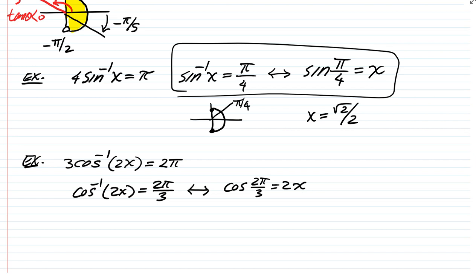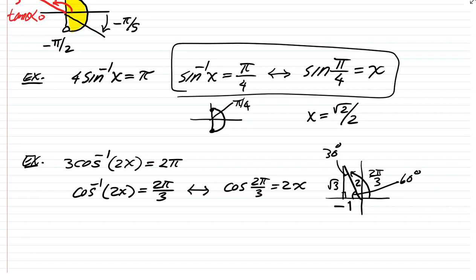And cosine of 2 pi over 3, well, 2 pi over 3 is 120 degrees. That's the measure of the angle. Right, that's 2 pi over 3. So if I build my triangle here, 2 pi over 3 is 120, so this angle is going to be 60 degrees. This is 30 degrees, and my triangle will look like this. I have 1, 2, square root of 3.